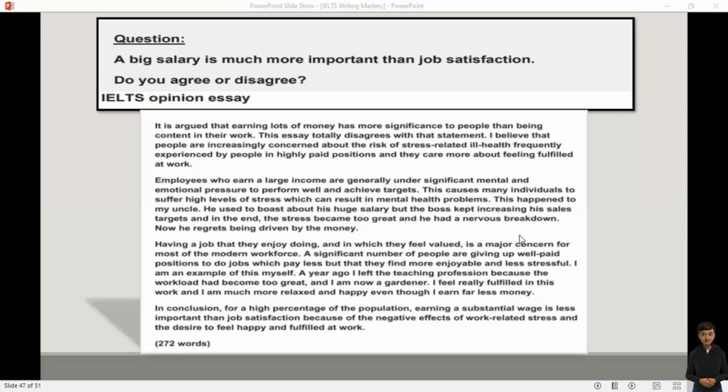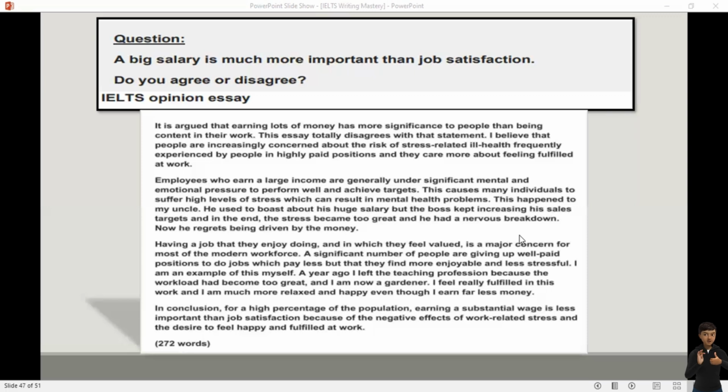I'm an example of this myself. A year ago, I left the teaching profession because the workload had become too great, and I'm now a gardener. I feel really fulfilled in this work and I'm much more relaxed and happy even though I earn far less money. Now we have further the conclusion.